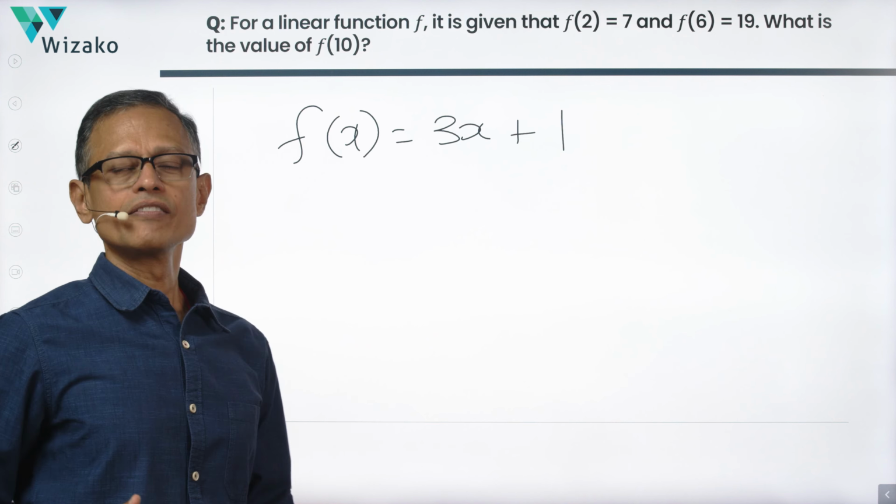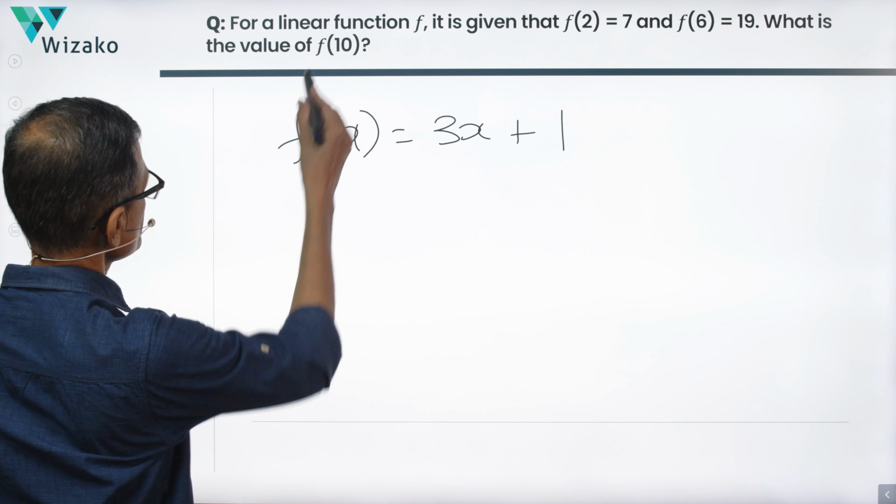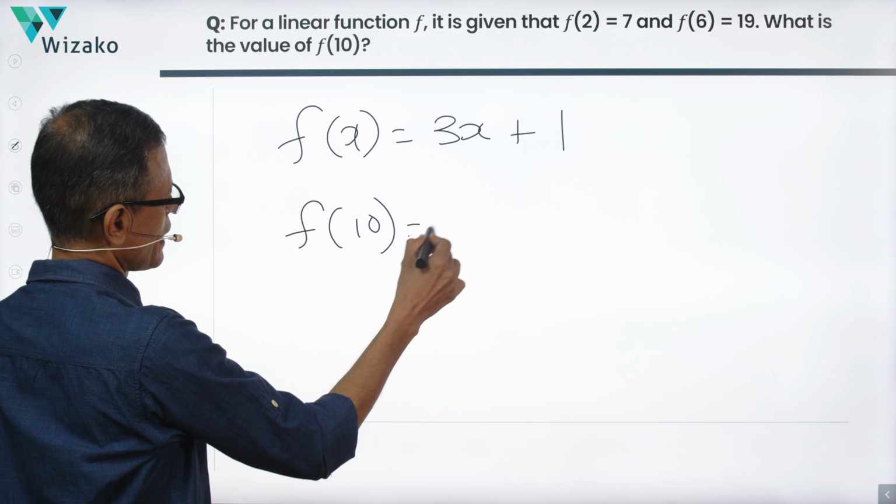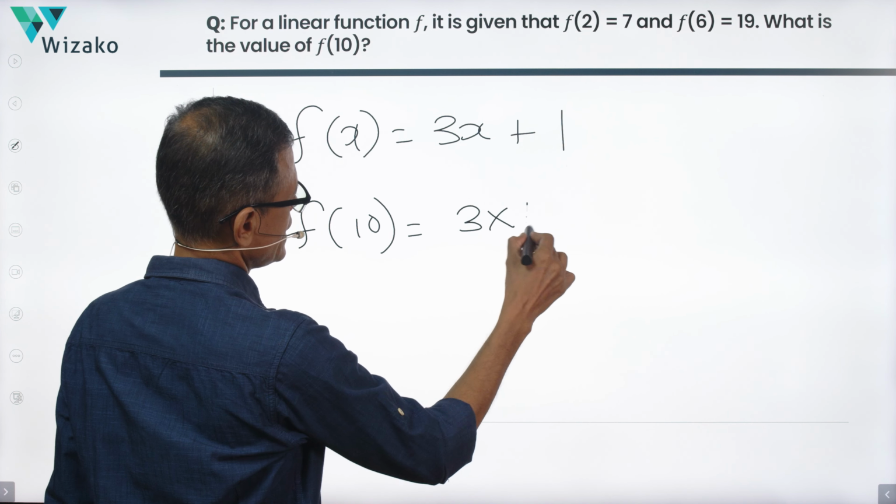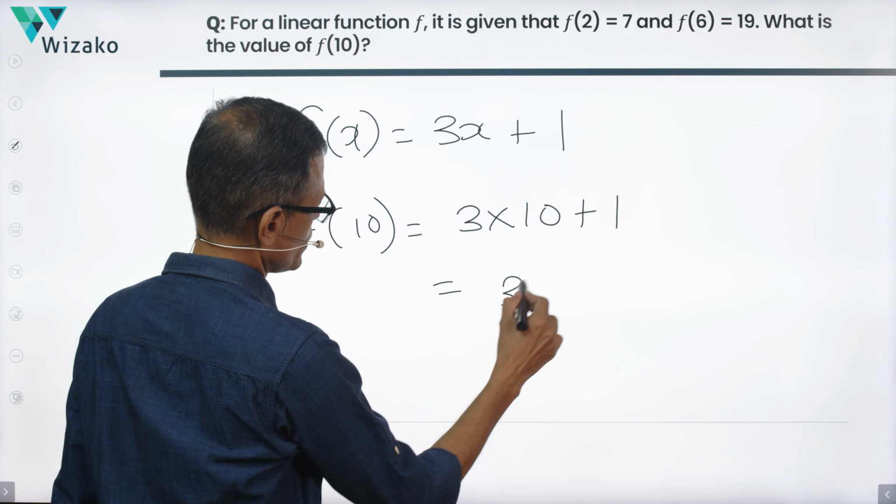If we know the value of x, we can compute f of x. They've asked us to find f of 10. So plug in x equal to 10. 3 times 10 plus 1, which is equal to 31.